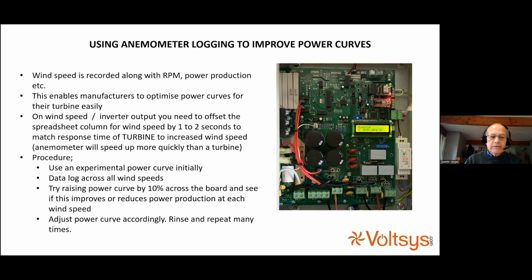But a very simple procedure is to use an experimental power curve, or the power curve that you're given initially, data log across, then try raising the power curve by 10% across the board and see whether that improves or reduces the power production at each wind speed. And if it improves it at a high wind speed, you might take another 10% there. If it made it worse at lower speed, you might reduce it by 5% there and bring it back towards where you were. And as I say, rinse and repeat. If you repeat that procedure a number of times, you can optimize the power production from your turbine for various wind speeds.